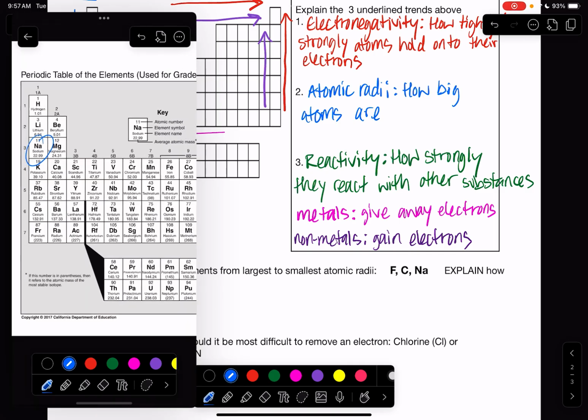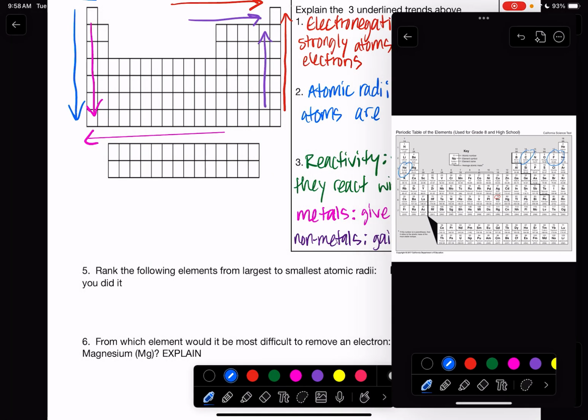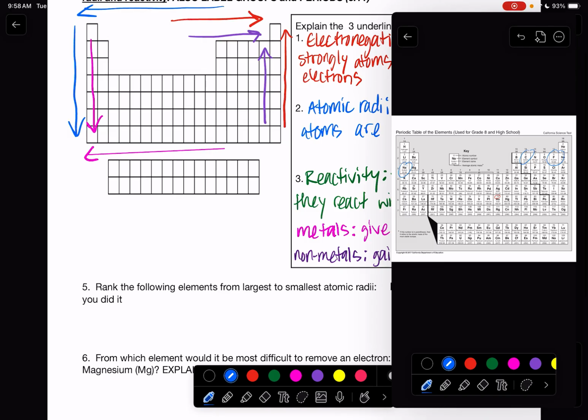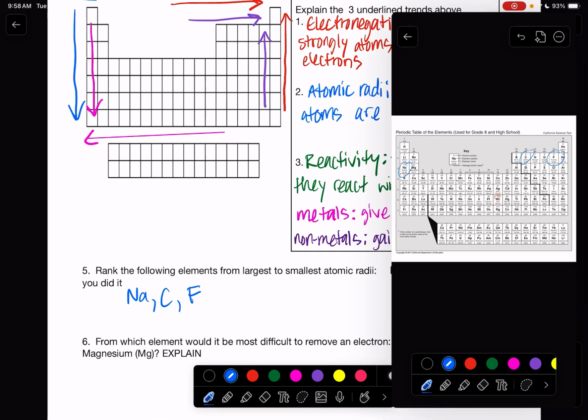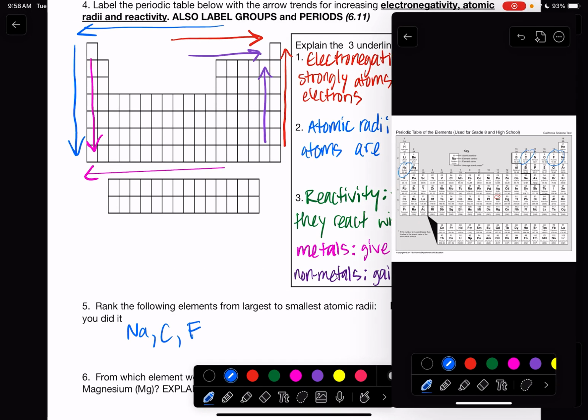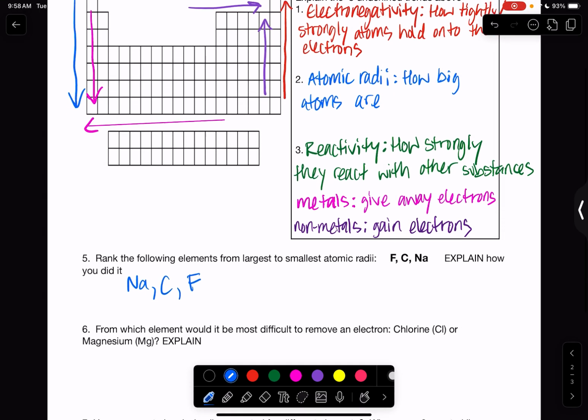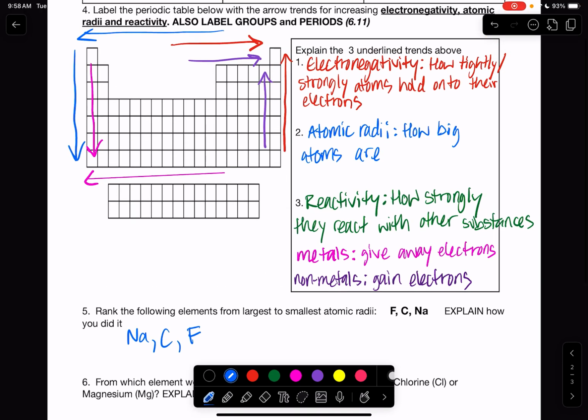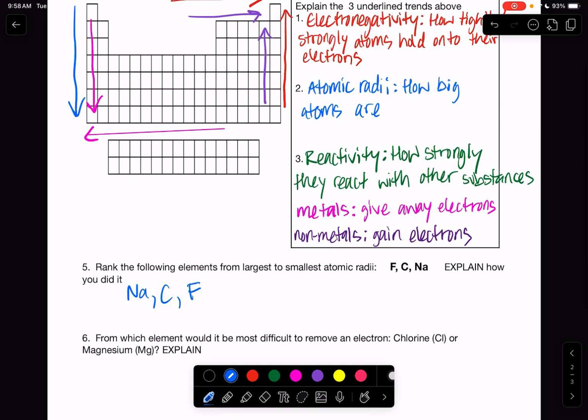Okay, so in terms of the size of these atoms, following the trend, the further left we go, the larger the atom. So that means sodium is going to be the largest. And then carbon will be the next largest atom, and then fluorine will be the smallest of the three. And that is based off this trend. So as we're going to the left side of the periodic table, the atomic size is increasing. So that's the why. It's because we're using that trend.